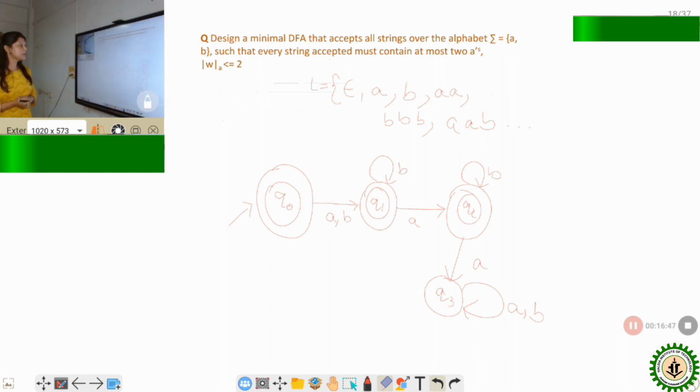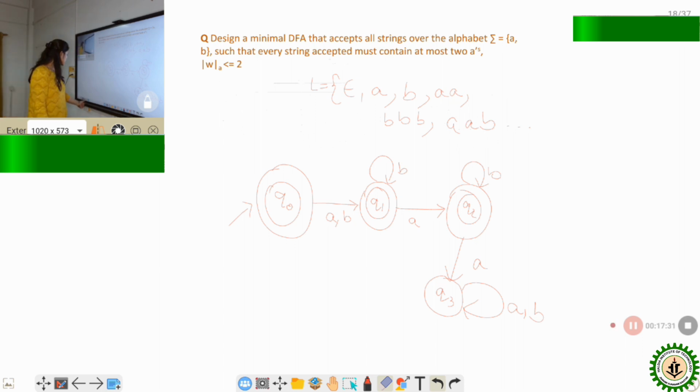So any possible combination of B will be accepted here. So BBBB. Okay. A will be accepted, the null string will be accepted, B will be accepted, double A will be accepted, BAB, a combination of BAB, BB, AA, BBA will be accepted. More than 2 As will not be accepted. That's why triple A, more than 2 As, is not accepted. So that is our DFA where the accepted string must contain at most 2 As.